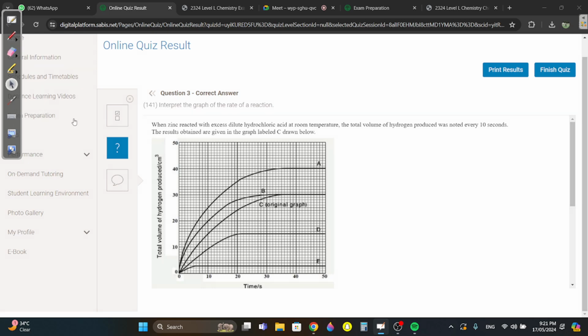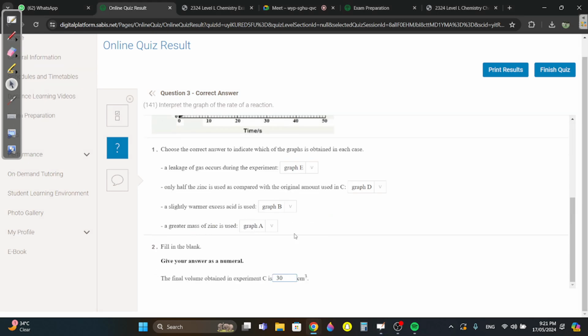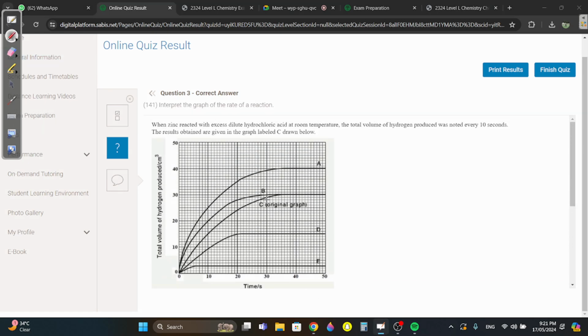Part D, a greater mass of zinc is used. It's going to be graph A. Since we're using more zinc, that means I had more products. Since I'm adding mass on the left, I'm going to get more hydrogen product. More zinc means more reactants, means more products.